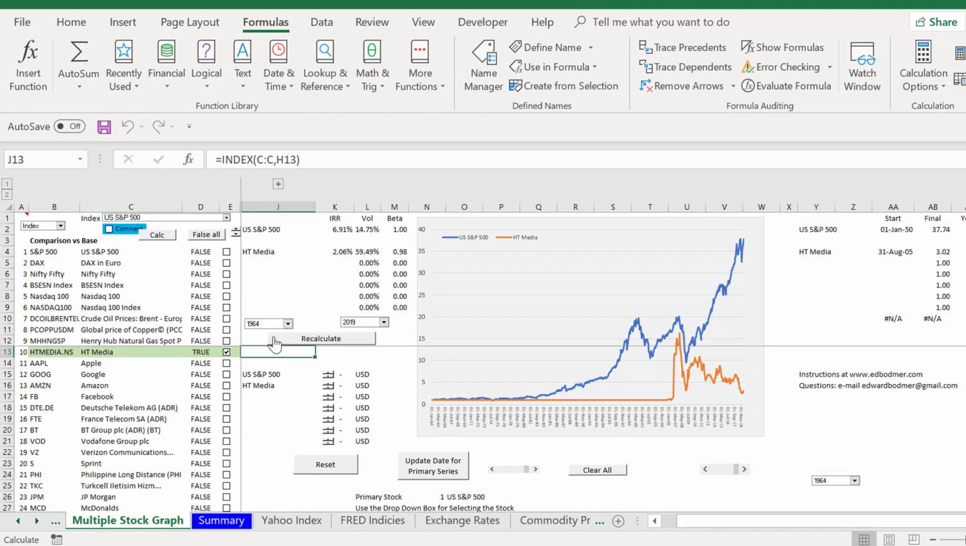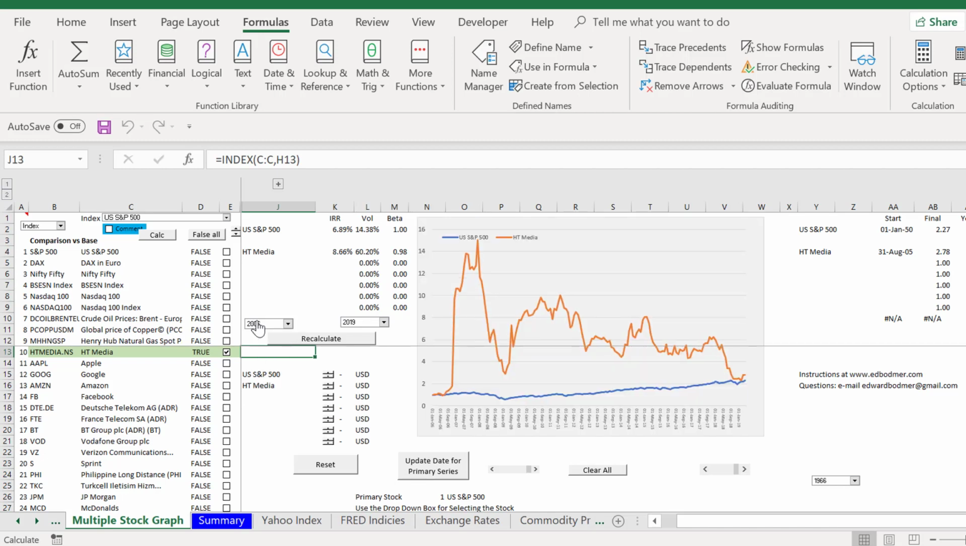This stock started in 2005, so perhaps we'll begin in 2006 or something like that. Okay, there we go. And we can see what the performance of the stock was. This stock had a very large increase followed by a decrease. And again, you get the IRR.